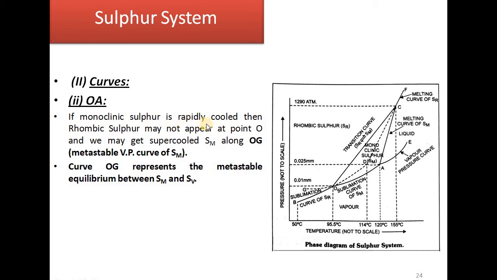If monoclinic sulfur is rapidly cooled, then rhombic sulfur may not appear at point O. The condition will not be normal. We are not getting the rhombic sulfur at point O. This curve will be continued to OG, which is a metastable vapor pressure curve of monoclinic sulfur. In that case, we will get supercooled monoclinic sulfur. If monoclinic sulfur is rapidly cooled, then rhombic sulfur will not be obtained. We are getting supercooled monoclinic sulfur. That will be a metastable state. So curve OG is representing what? It is representing the metastable equilibrium between Sm and Sv.